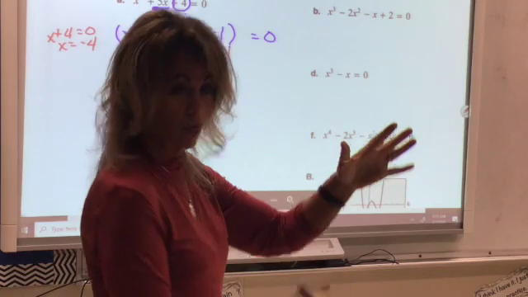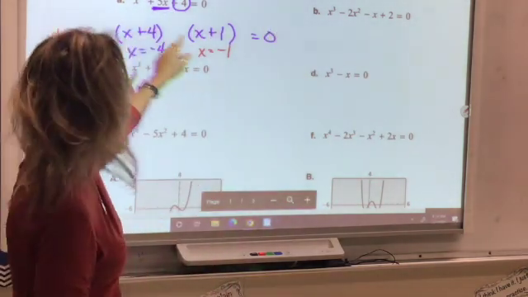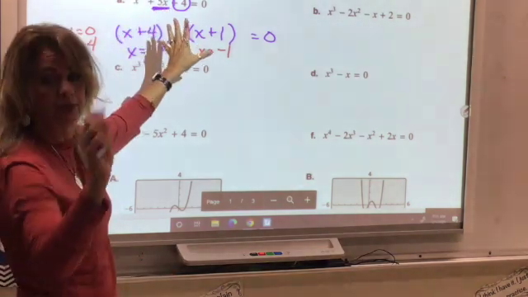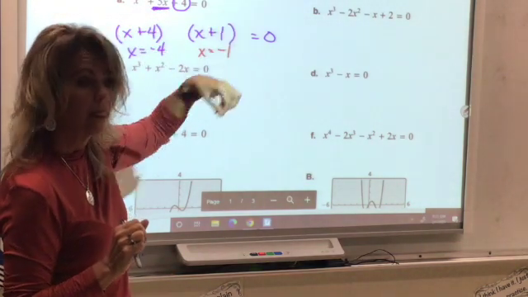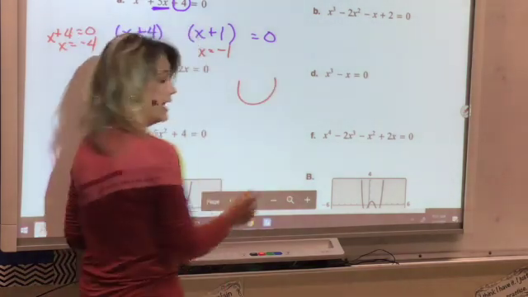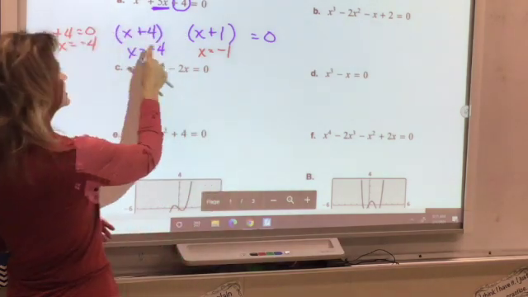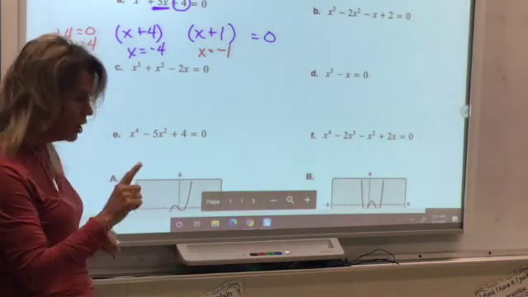So here's what we've just found on this one. My graph 1 is going to be a parabola, because it's a quadratic, right? Does it open up or down? Up, because it's positive. So I've got a U, and it's going to cross my x-axis at -4, -1. Are you guys with me?